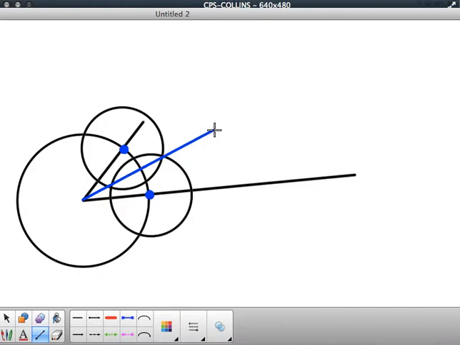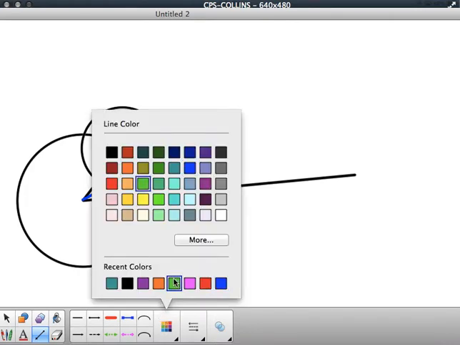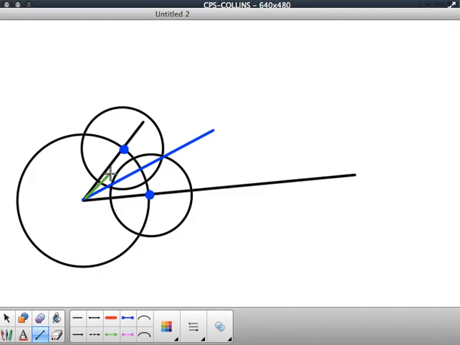Now, if you're saying, hey, Mr. Collins, where's this kite you were talking about? And you can't quite see it. Here is a kite.